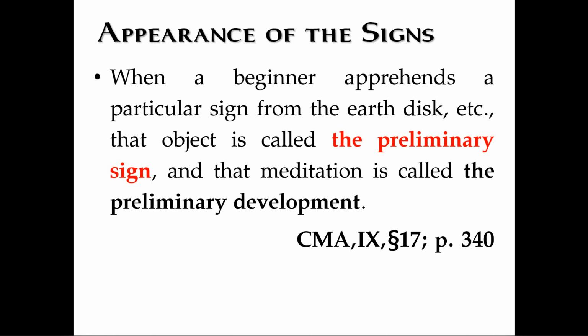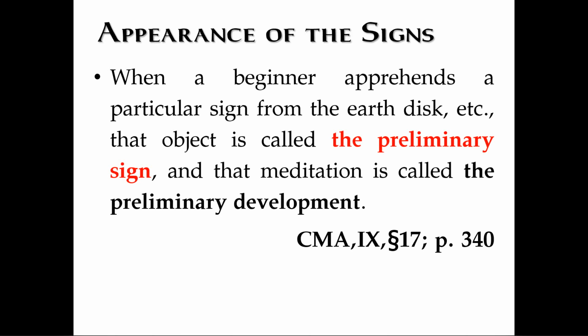You look at that object. That meditation is called the preliminary development. So we have three stages of development: preliminary development, access development, and jhana development. Here, development means bhavana, meditation. We use the word meditation: preliminary meditation, access meditation, and jhana meditation. It can be divided into three. But here the signs are also of three types: preliminary sign, learning sign, and counterpart sign. Actually, they are slightly different.